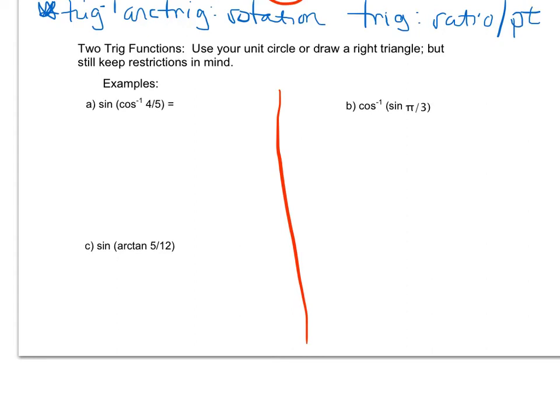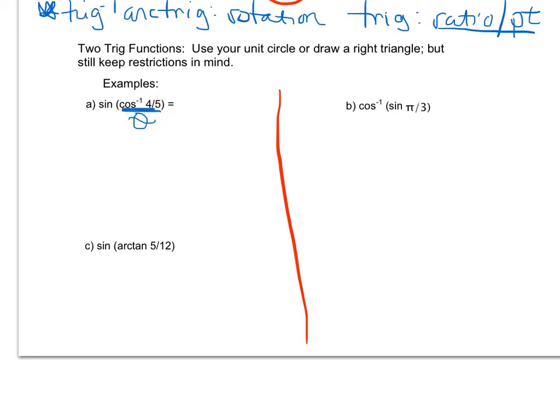So when I look at example A here, the first thing I notice is this is referring to some rotation. Let's say it's the rotation of theta. Then I'm trying to find the sine, the ratio or the point, the opposite over hypotenuse of this rotation. When I look at my unit circle, I can't find a rotation that gives me a point of 4 over 5. So I'm going to go ahead and draw a triangle.